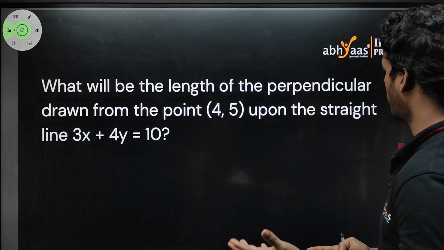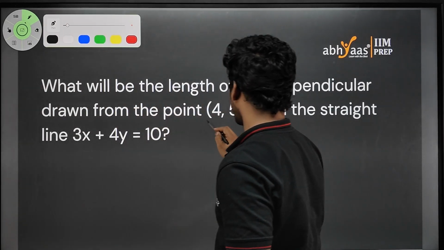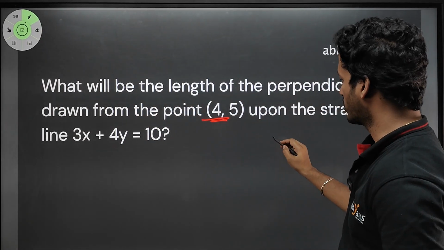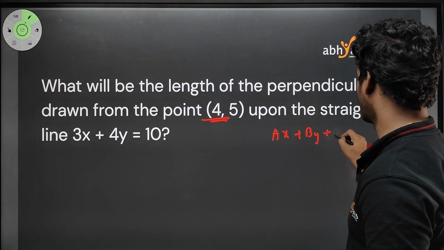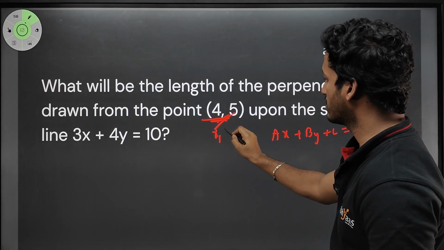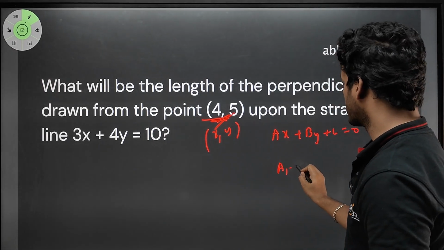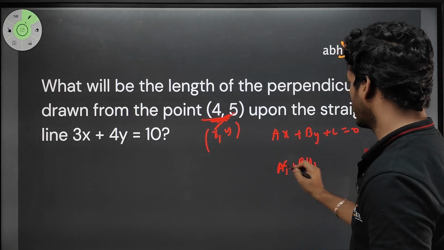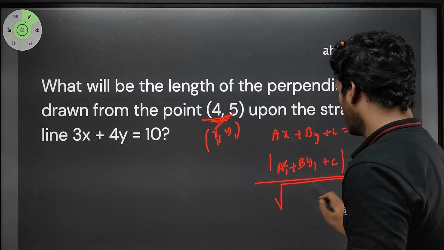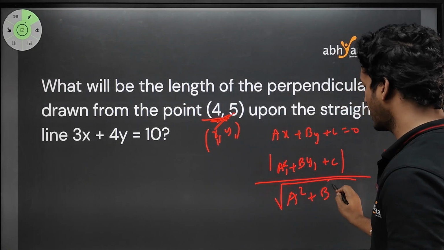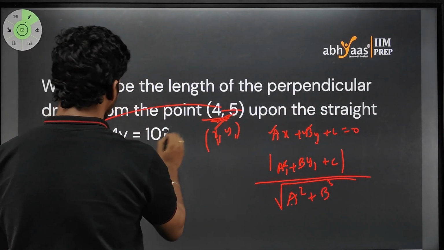Going to the next question, what will be the length of the perpendicular drawn from the point 4, 5 upon the straight line 3x plus 4y? It is a very easy question and direct application. Whenever a line is given like ax plus by plus c equal to 0, and a point x1 comma y1, we have to find the distance between these two, then it would be modulus of ax1 plus by1 plus c, divided by root over a square plus b square. This a and b are nothing but coefficients of the line, so you can clearly find it out. Apply these two things.